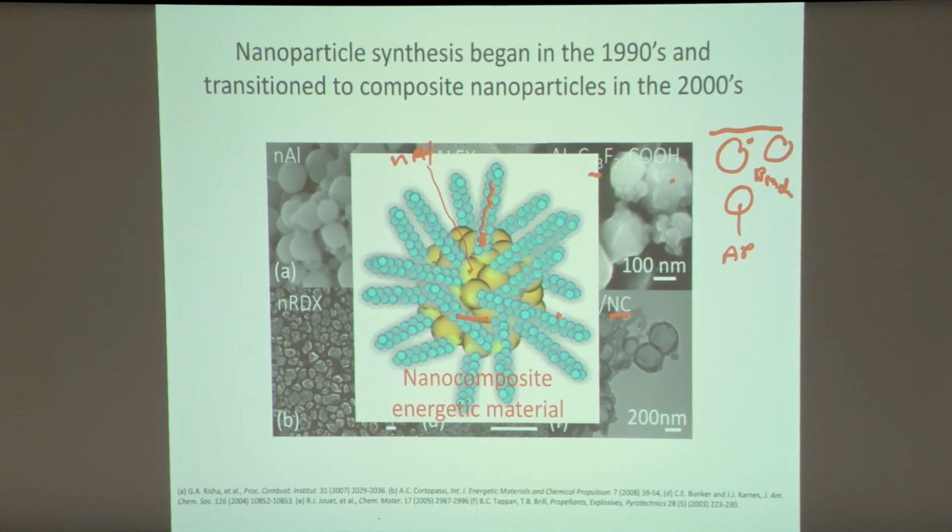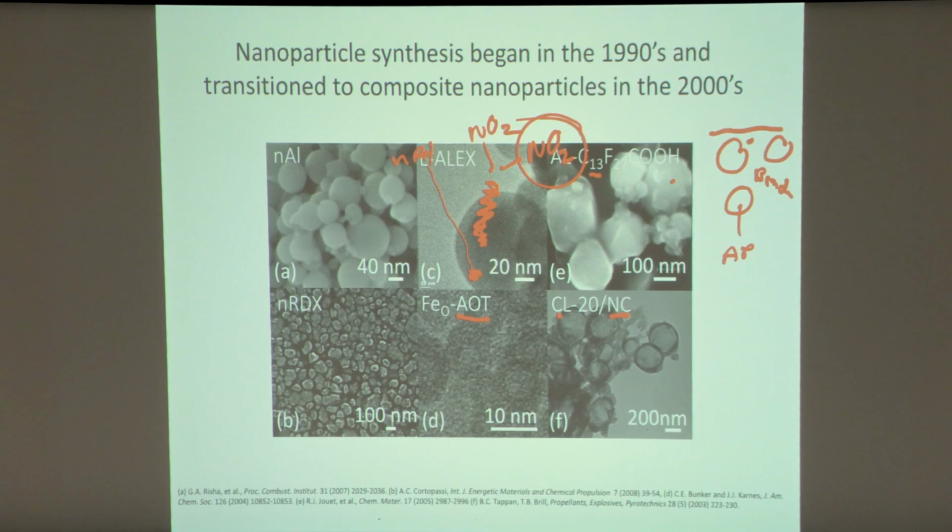And then I functionalize the tail end or somewhere on these ligands with an oxidizer, maybe NO2. So all within this nanoparticle now, I have my fuel, I have my binder, I have my oxidizer. Okay, and in fact, that's what that fluorocarbon particle essentially looked like that I showed you here. In the case of this, I have my nanoaluminum, and surrounding it, I have a fluoropolymer where the fluorine is acting as the oxidizer to make aluminum fluoride.